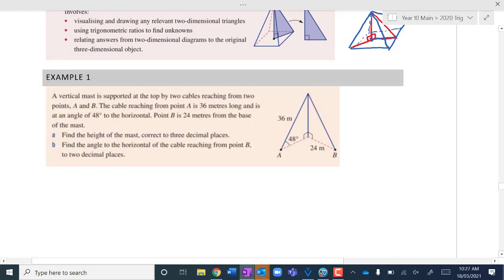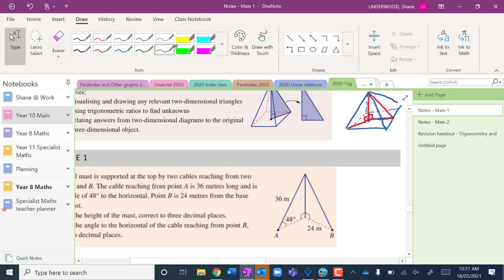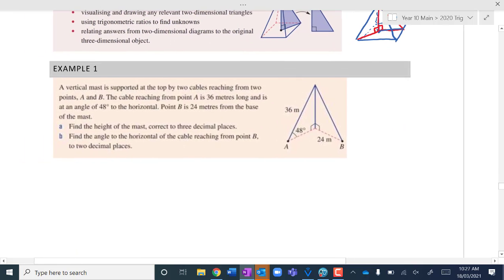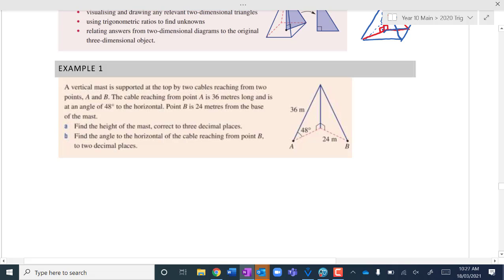So let's read through this really carefully. Let's get our highlighter out just in case there's anything that we miss. So really important, if I don't take my time, I make mistakes when doing these if I am trying to rush. You can't rush worded questions. A vertical mast, let's have a look. A vertical mast is supported at the top. So this thing here, I'm gathering, is our vertical mast because it goes directly up and down. And it's supported by 2 cables reaching from 2 points, A and B.